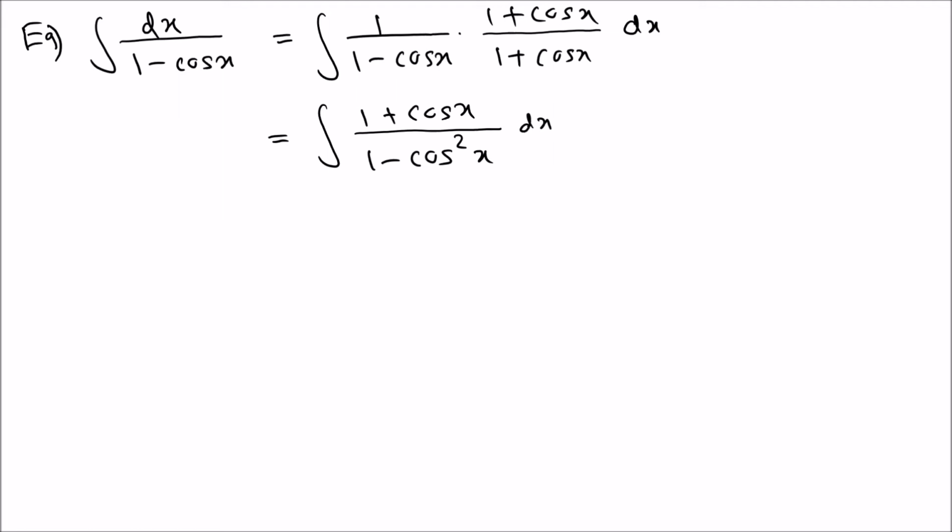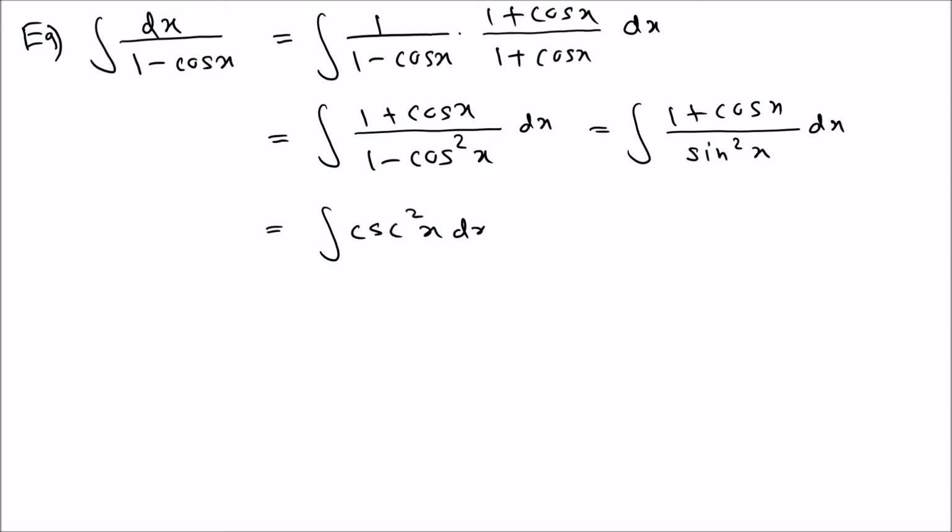And then you can use the trigonometric identity here. So you can write this as 1 plus cosine x, and 1 minus cosine squared x means sine squared x dx. Now what we can do is divide both terms in the top by sine squared x. If you divide, 1 over sine squared means cosecant squared x dx. And the other one I'm going to rewrite. The other one is cosine x over sine squared x.